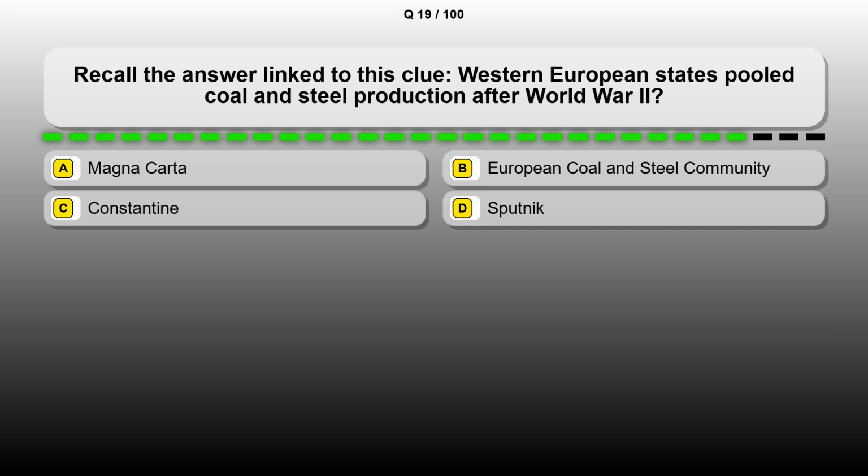Question 19. Recall the answer linked to this clue. Western European states pooled coal and steel production after World War II. Option A, Magna Carta. Option B, European Coal and Steel Community. Option C, Constantine. Option D, Sputnik.